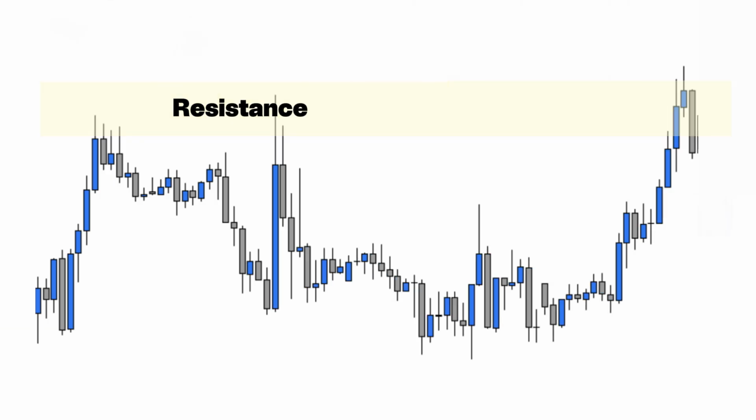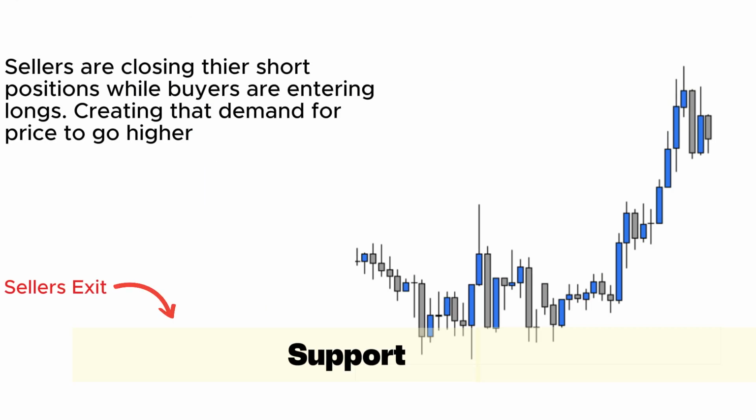And on the flip side, when price moves down into a level and then strongly reverses to the upside, we label that area as support. In this case, sellers are closing their short positions while buyers are entering longs, creating the demand needed to push price higher. The opposing behavior on both sides of the market is what caused price to react from these levels.